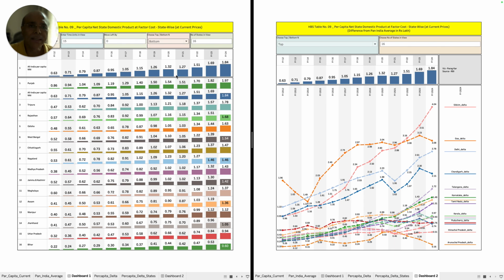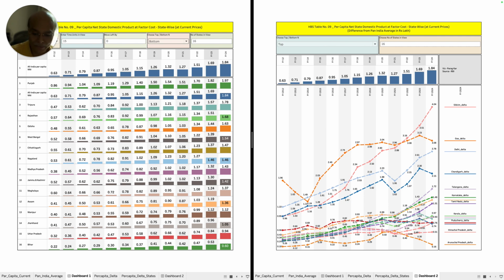Now, after having seen the absolute numbers, what I have done is I have created a delta. Delta means whatever the absolute number is, I have subtracted the pan-India number from it, which gives a very good picture of how a particular state is doing compared to the pan-India averages, because that will give you a trend. So let's look at this portion of the table, which gives us the delta.